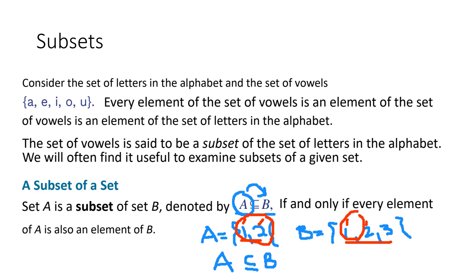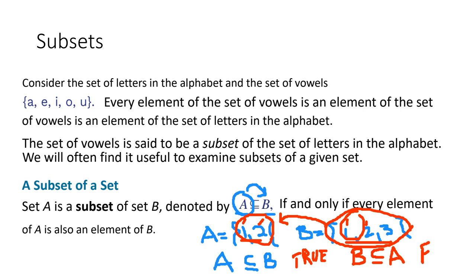So we say this is true. But what if I asked you instead, is B a subset of A? Now we're asking, is everything in B right here inside of A? And the answer is no, right? Because A is missing 3. So this is going to be false.